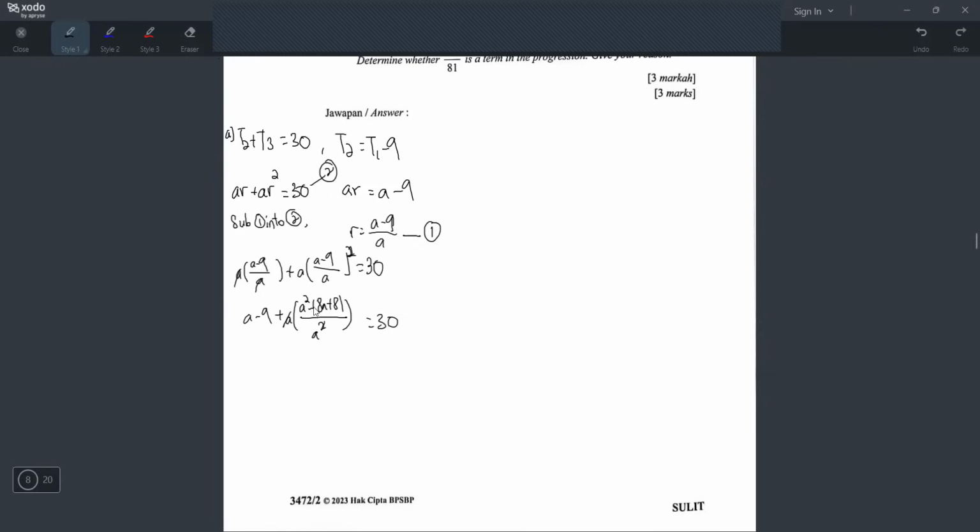But I don't like when my equation has fractions. So how do we get rid of the fraction? We just take everything times a. Because when you take everything times a, the a here will disappear.